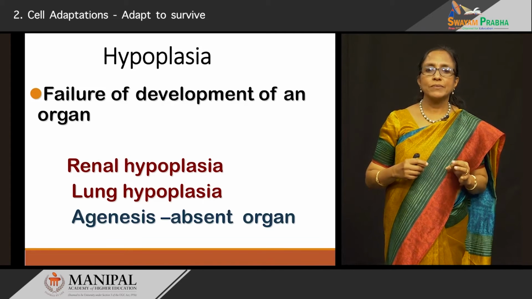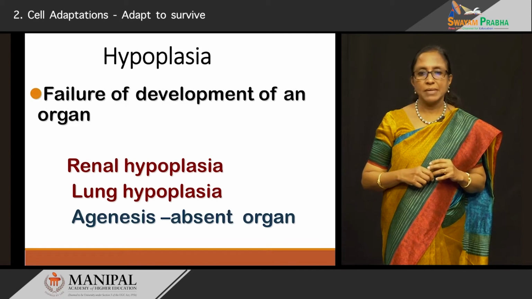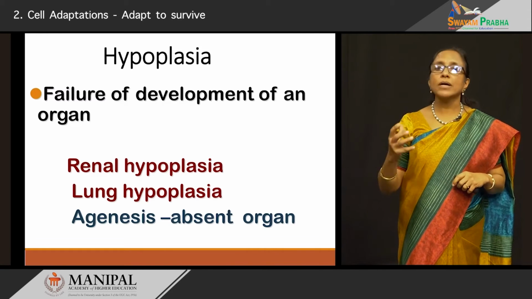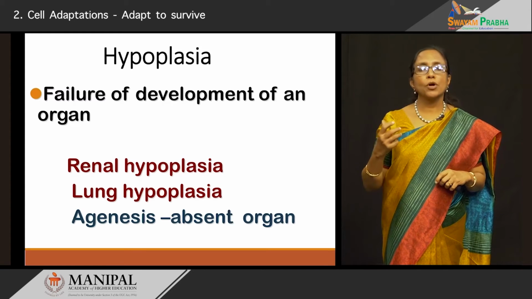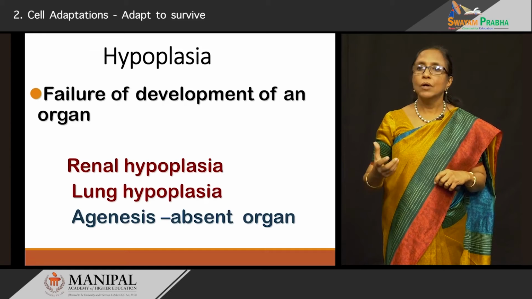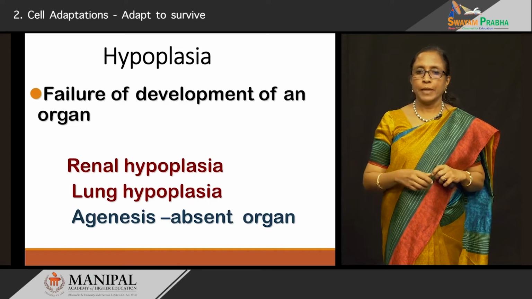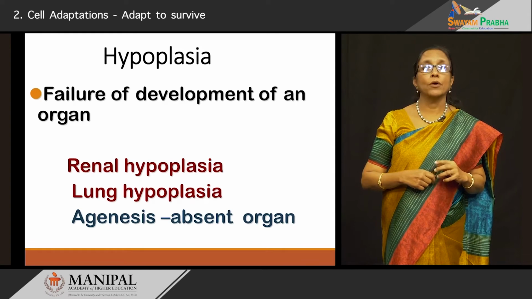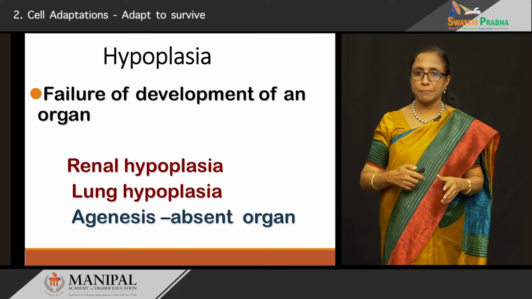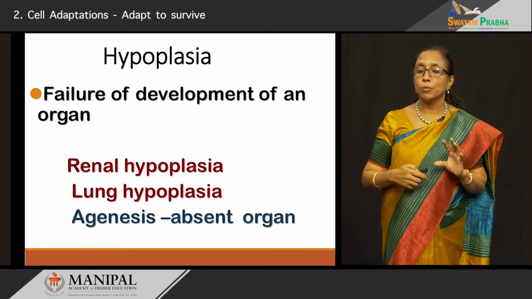It is used when we say that there is failure of development of an organ. That means, as part of morphogenesis, or the organs being formed, some organs do not develop, like renal hypoplasia or lung hypoplasia, where the organs do not form from the fetus and in the baby. Another term that we use is agenesis, when the organ is absent. A means absent. Agenesis, when the organ is absent. So that is one way when we look at organs, hypoplasia.